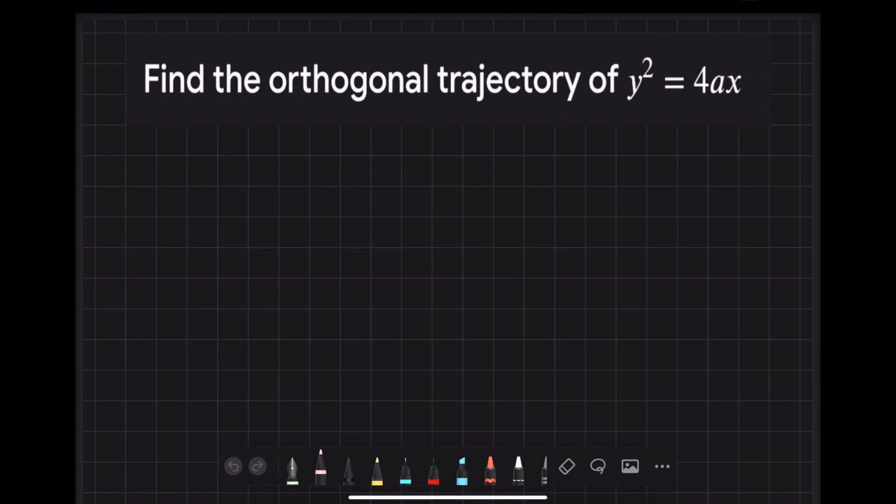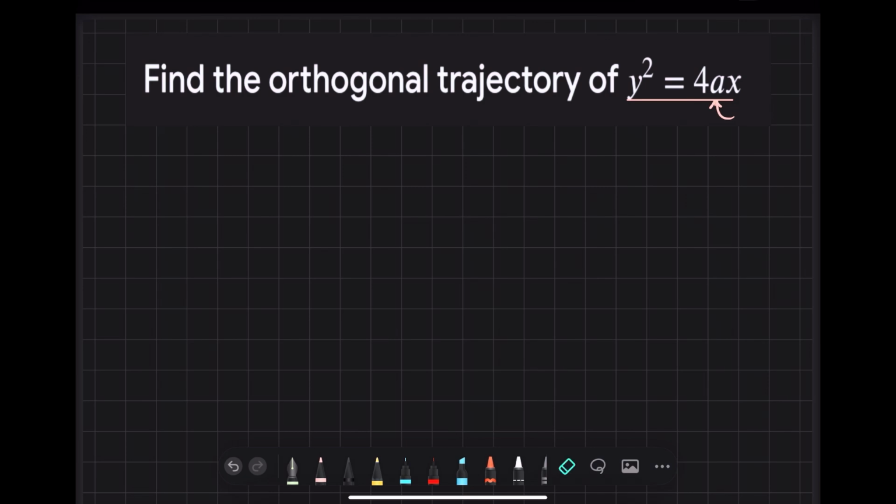So we got a wholesome new problem which says find the orthogonal trajectory corresponding to this curve. So what we have to do, first we have to find out the differential equation. Before that we have to count the number of arbitrary constants. If you observe, you have a. So there is only one arbitrary constant, so you have to differentiate the given function once.